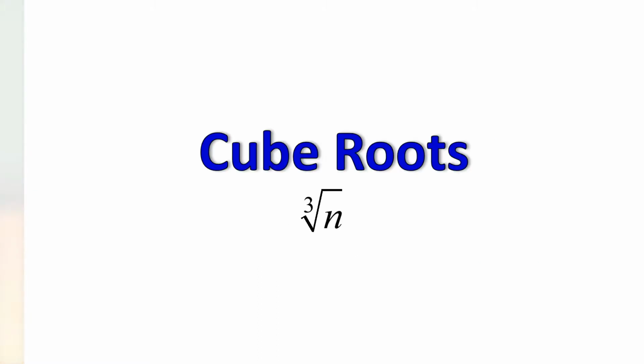Let's begin with cube roots. You know it's a cube root because notice the index, the number on the outer corner here, is 3. 3 is an odd number, so that is an odd root, which means it is okay for the radicand to be either negative or positive.